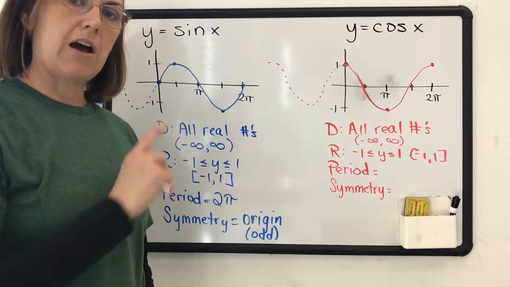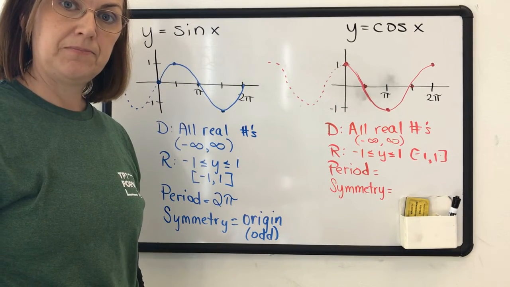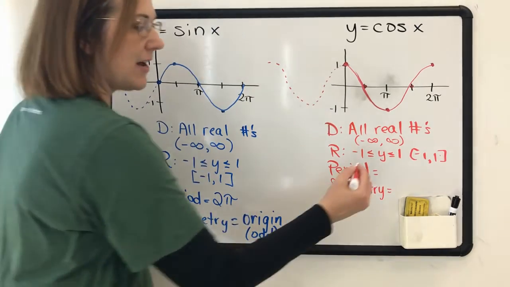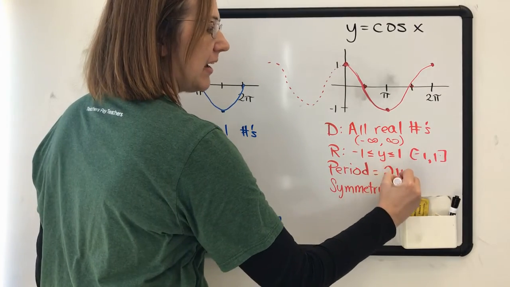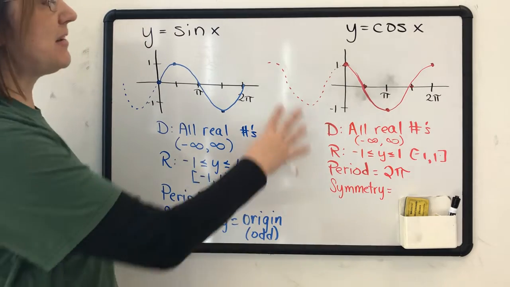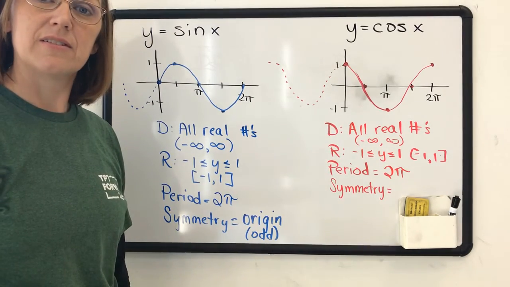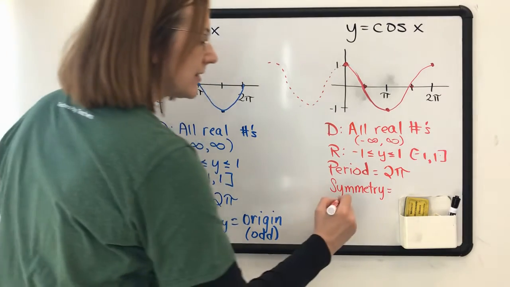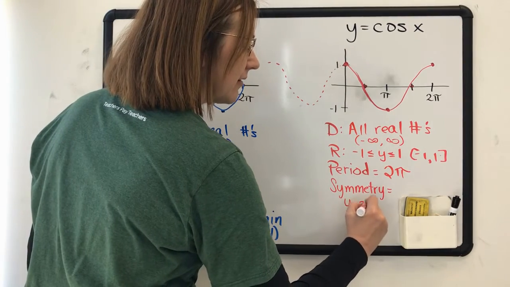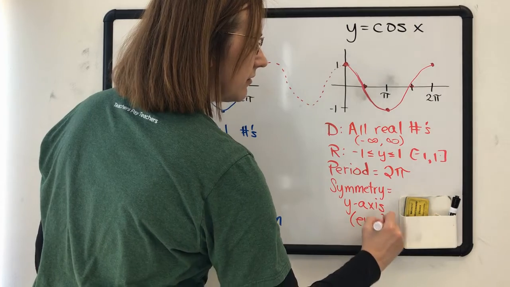Period. How far does it travel before the wave repeats? Yep, it's just like sine. It takes 2 pi before it begins to repeat. All right, now last piece, look at the graph. What kind of symmetry does it have? You're right, it's a y-axis symmetry for cosine. And that is because it's an even function.